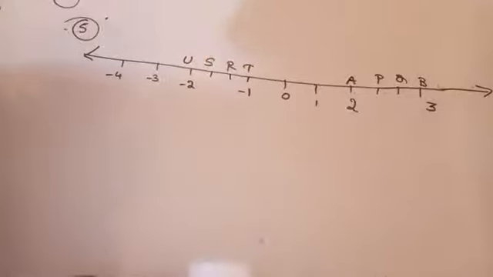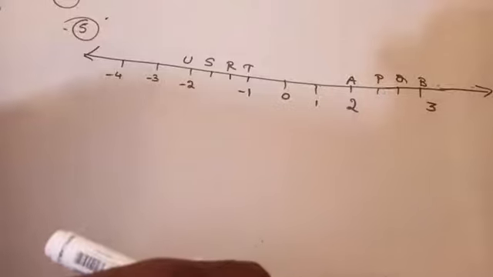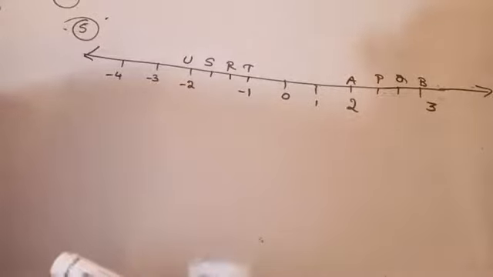Look at question number 5. The points P, Q, R, S, T, U, A and B on the number line are such that TR equals RS equals SU, and AP equals PQ equals QB. Now name the rational numbers represented by P, Q, R, S. So what can we observe from the given figure?